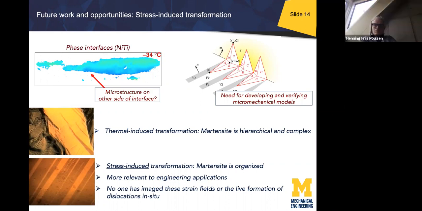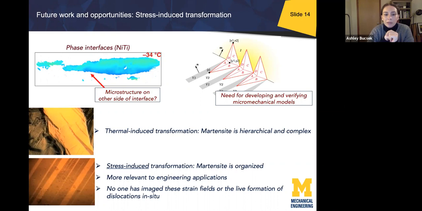There are other benefits to looking at stress-induced transformation. It's more relevant to the applications where we use these shape memory alloys. They're always being loaded in some way. These stress fields are really important, and so is watching any defects that form as a result of those stress fields. No one has imaged them in situ. And so it's left this big gap in the shape memory alloy community that, again, has relevance to a lot of other material systems, functional materials that undergo martensitic phase transformations.